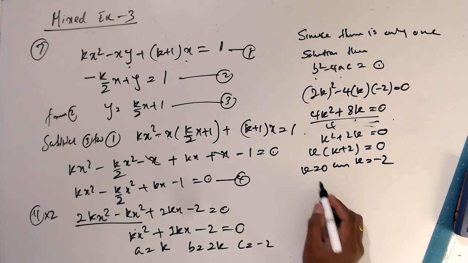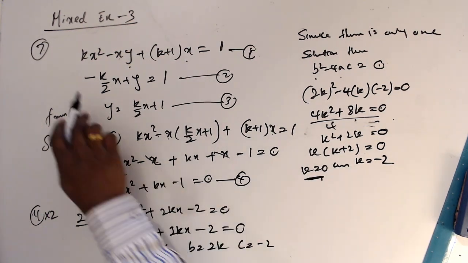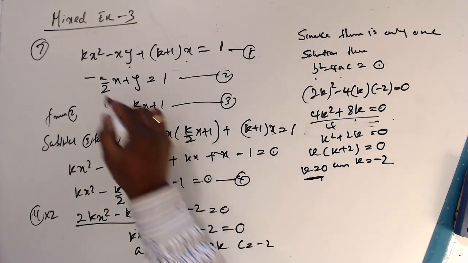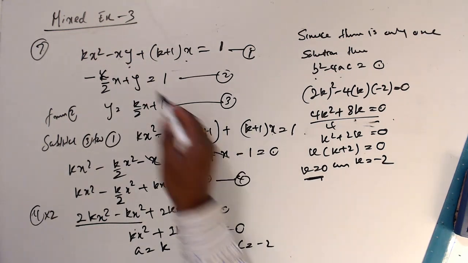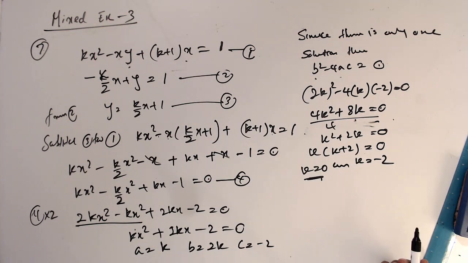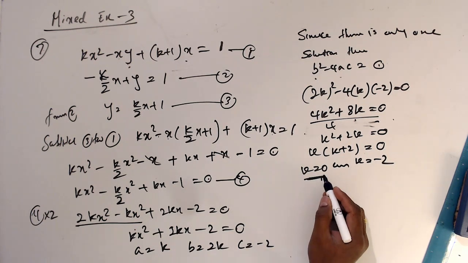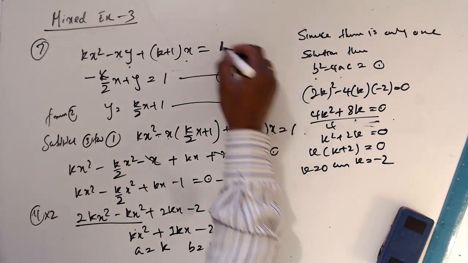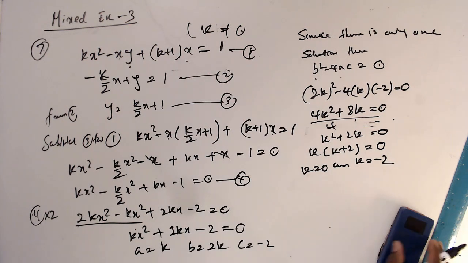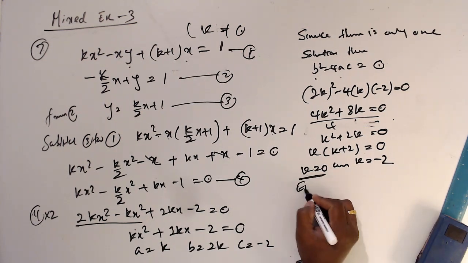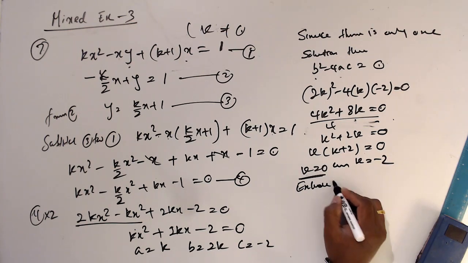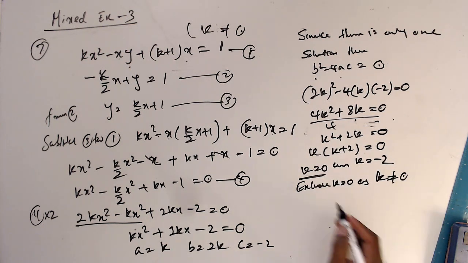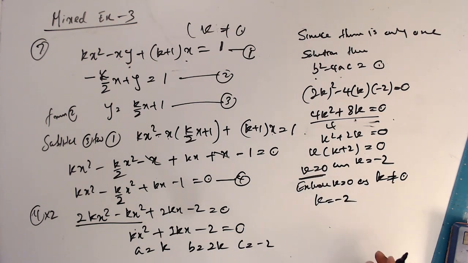Now, what will happen if k equals 0? This becomes 0 and the quadratic equation becomes linear. That's why they put that k is not equal to 0. Then we have to exclude this answer as k can't be 0. Now only one value, k has to be minus 2.